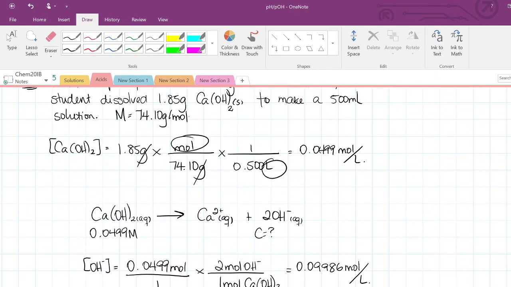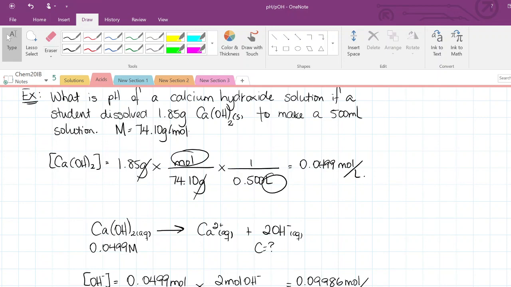The last one I think I've got for you here is, what is the pH of a calcium hydroxide solution if a student dissolved 1.85 grams of calcium hydroxide solid to make a 500 milliliter solution? So 1.85 grams, molar mass of calcium hydroxide, and a 500 milliliter solution. So we get 0.0499 moles per liter. That's of the calcium hydroxide, the entire solution.